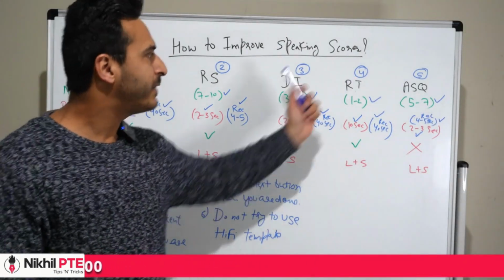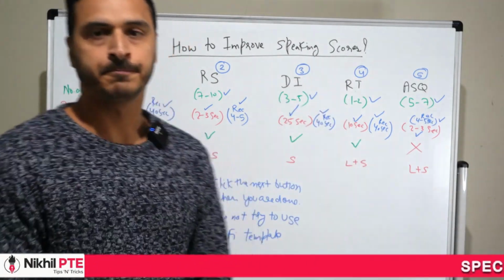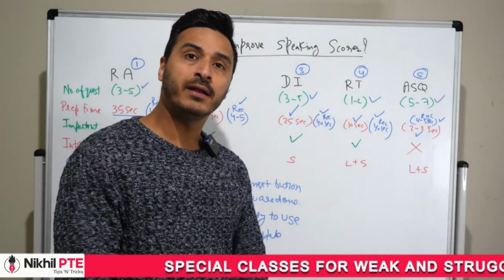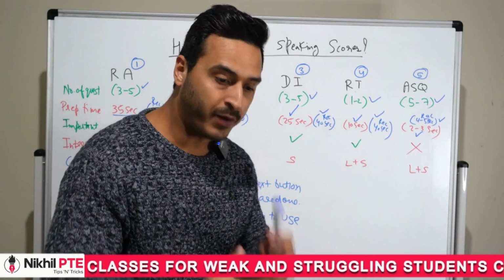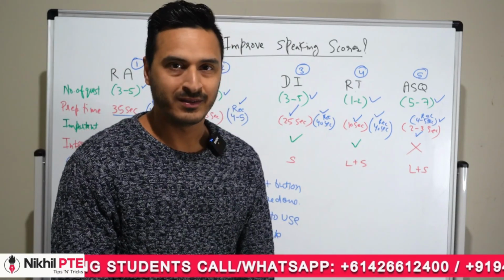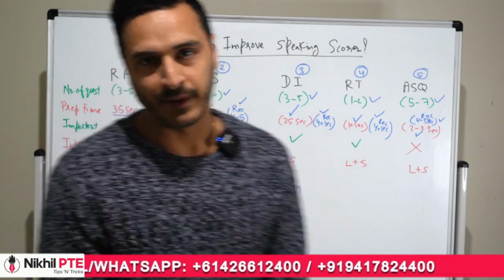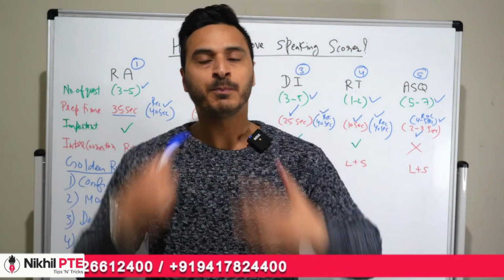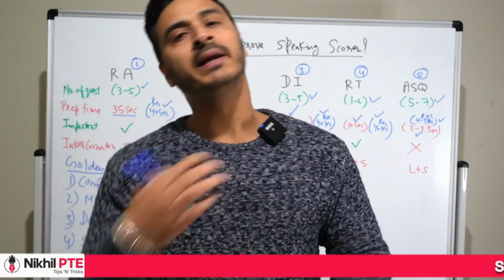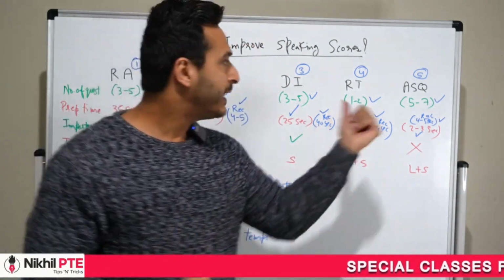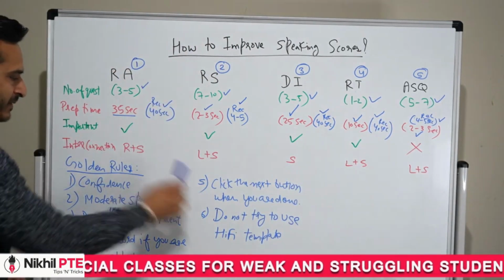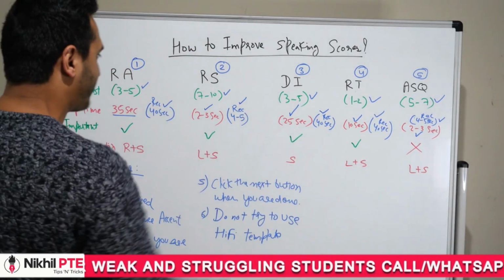The last but not the least, do not try to use a hi-fi template. Yes, we are using templates in the case of describe an image and re-tell lecture. So if you are thinking we will use a hi-fi template and vocabulary as much as we can, no guys, no. You just have to use the simple template and try to speak fluently and clearly. Doesn't matter whether you complete the full content in re-tell lecture or not. So these are the basic six rules that you will follow for all the speaking sections.